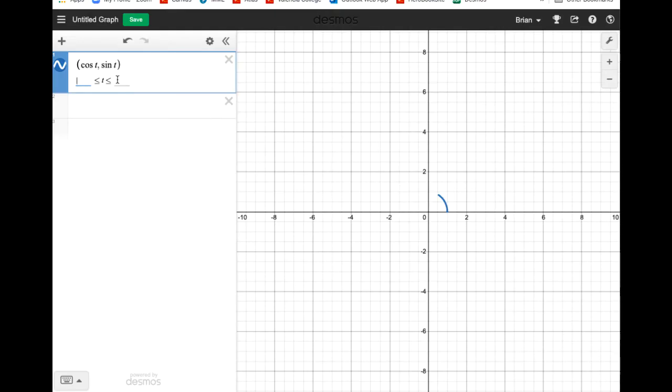Now if we bring up Desmos, I'm going to do the same thing. I'm going to write an ordered pair using t as my parameter, and then I'm going to go from 0 to 2 pi here as well. I'm going to do 2 times pi, and we can see there's that unit circle on Desmos as well.